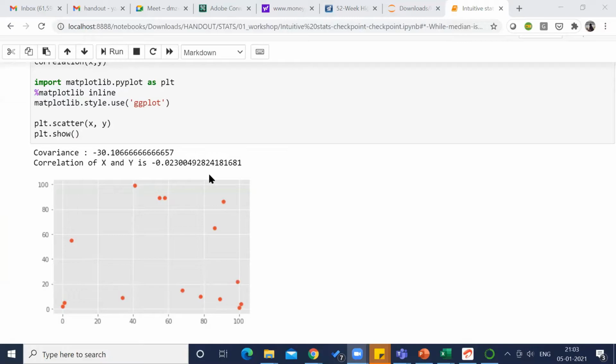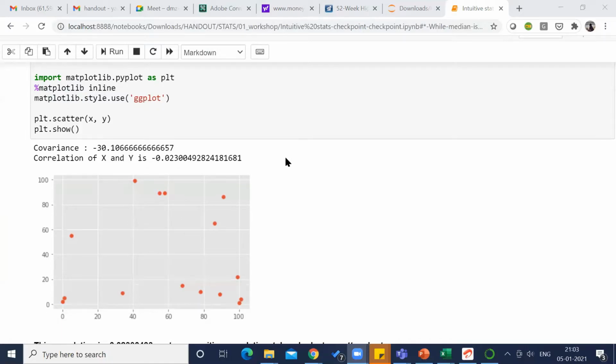And as a rule of thumb, guys, whenever your correlation coefficient number is between minus 0.3 and plus 0.3, it's assumed in general in practical data science projects to be no correlation or very weak correlation. Between 0.3 to 0.6 and minus 0.3 to minus 0.6, that is considered to be mild correlation. And everything above 0.6 on both positive and negative side is considered to be strong correlation.